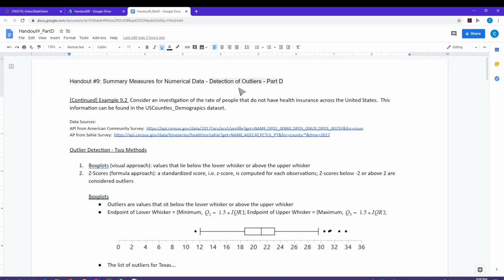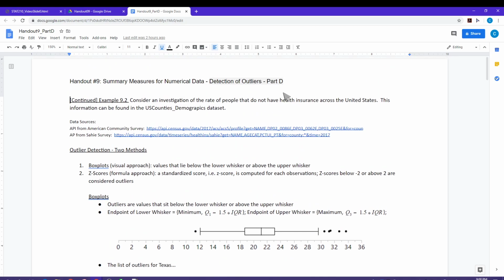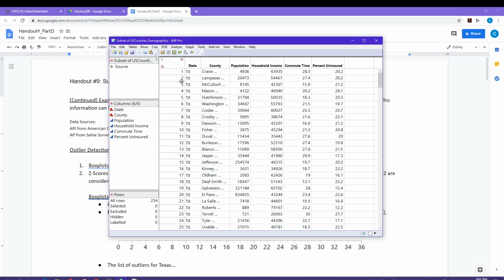Part D is going to be talking about the detection of outliers. And we will be working with the uninsured rate, the percent uninsured, in our U.S. counties demographics data set. And here I will be just looking at the state of Texas again. So this is a follow-up or continuation of Part C, where we looked at Texas in detail as well. So here I have just the state of Texas, the 254 counties inside Texas.